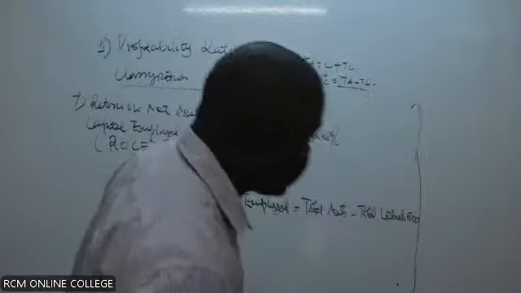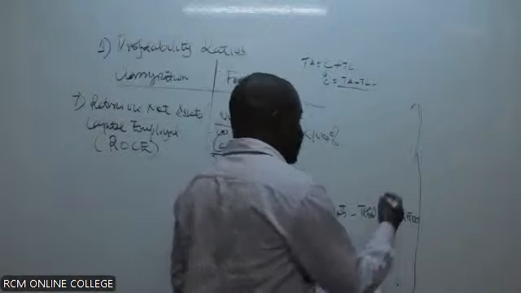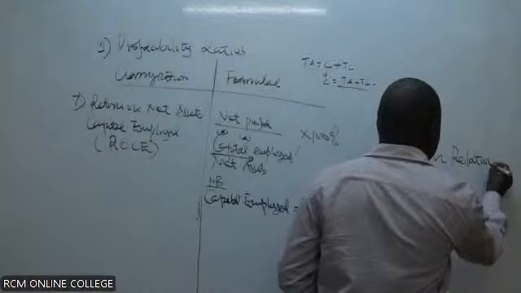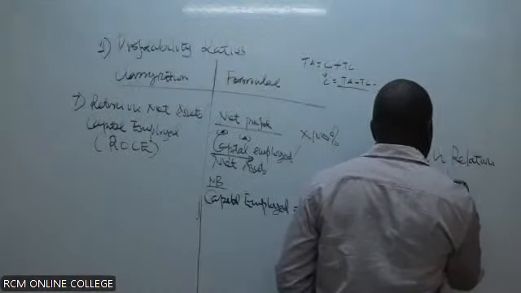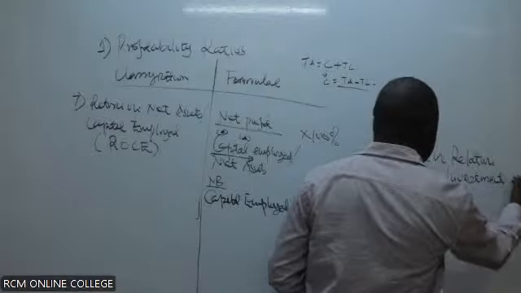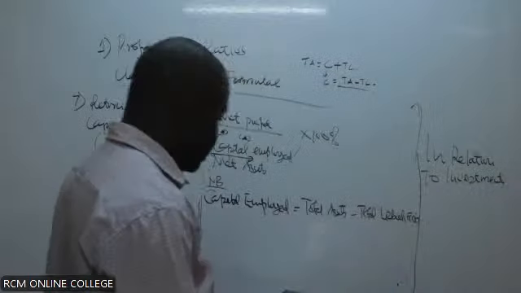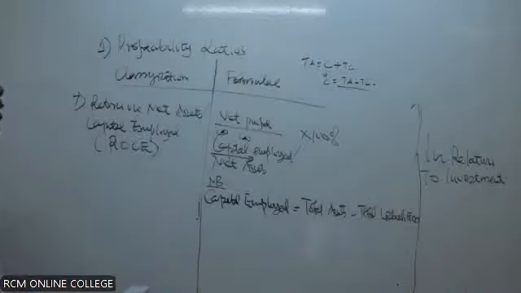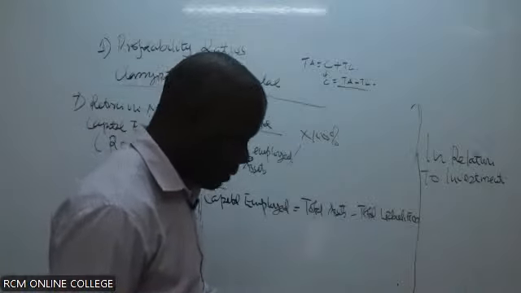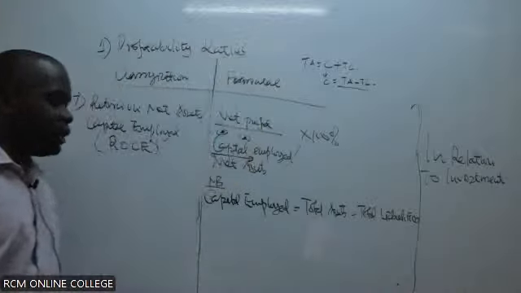They are in relation to investment, the 3 of them. So those are the profitability ratios we can compute or come up with. Now I want us to look at another category of ratios.